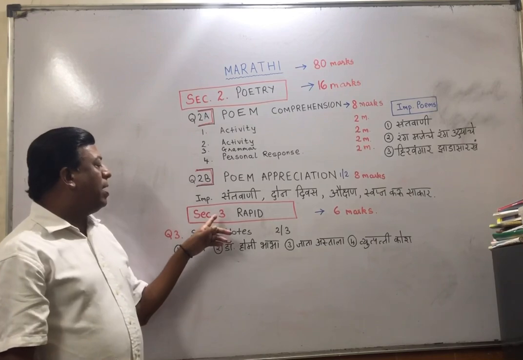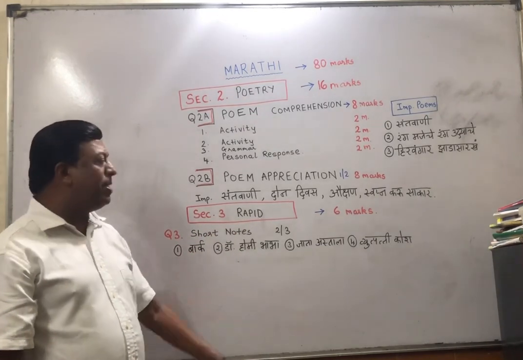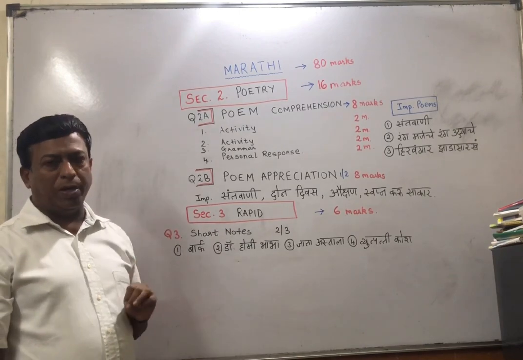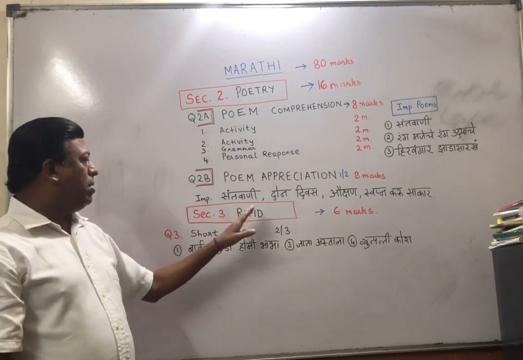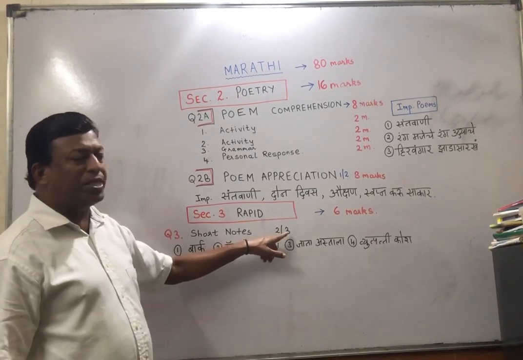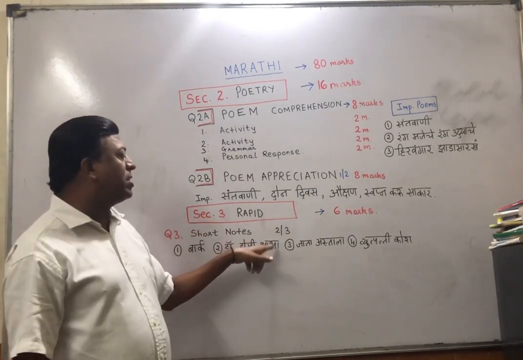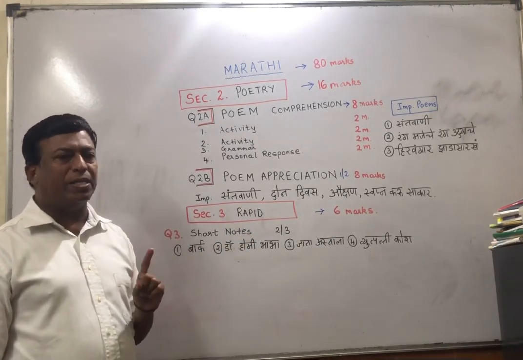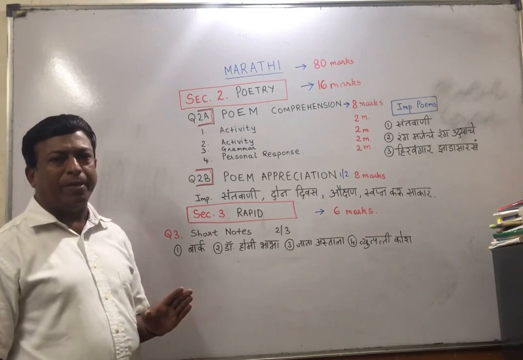Then comes section 3, that is rapid, which carries 6 marks. Now there are a total of 4 rapids in your textbook. You have to do only 3 because they will give you 3 questions. You have to attempt any 2, that is 3 marks each. Now again, I have given one answer in each rapid.